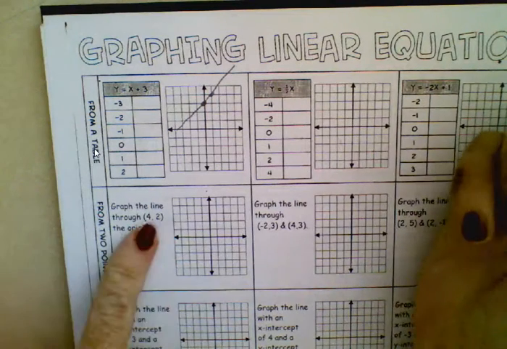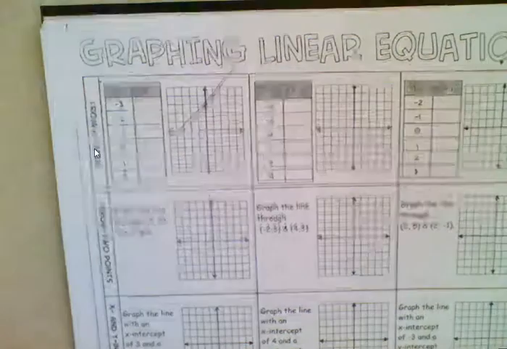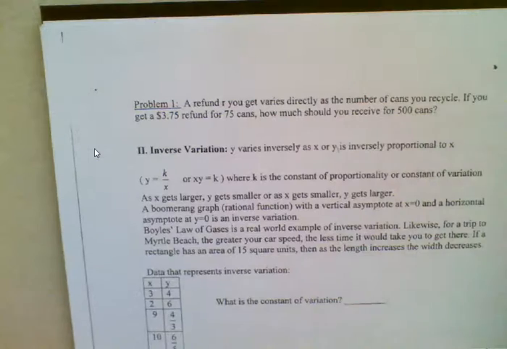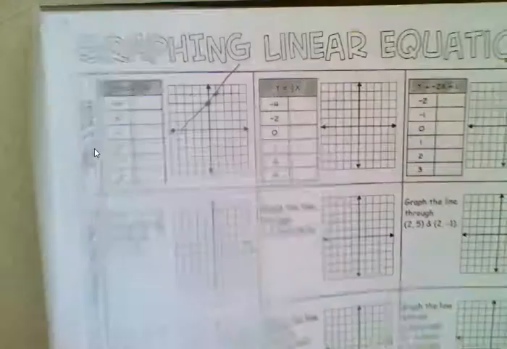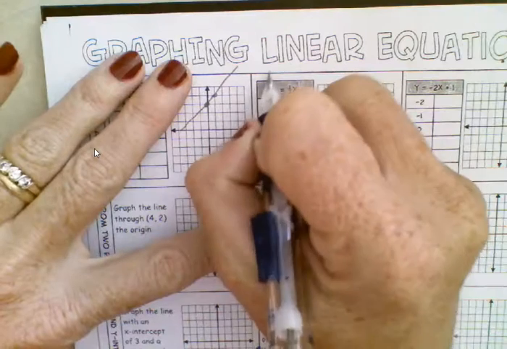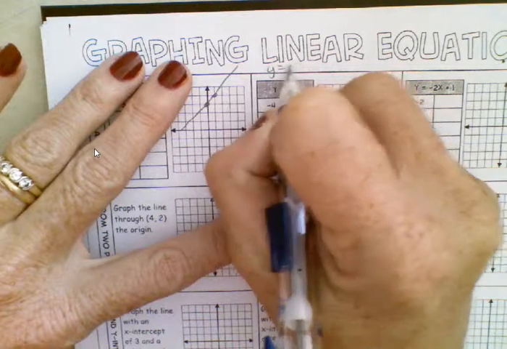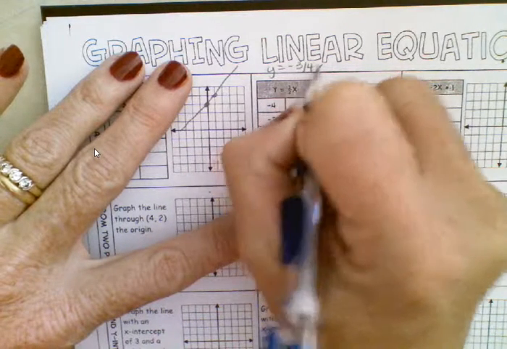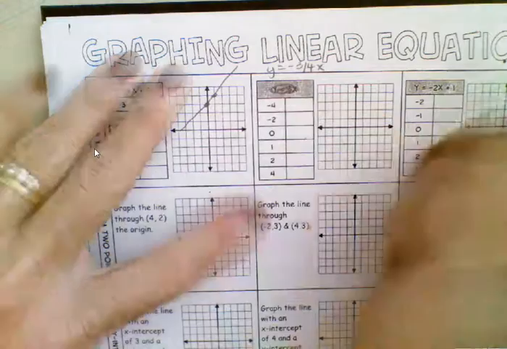Sam, y equals 1/2 x. Didn't we just do 1/2 x? Yes. That's bizarre. Let's change that. So we're going to change that one to y equals negative 3/4 x. How about that?